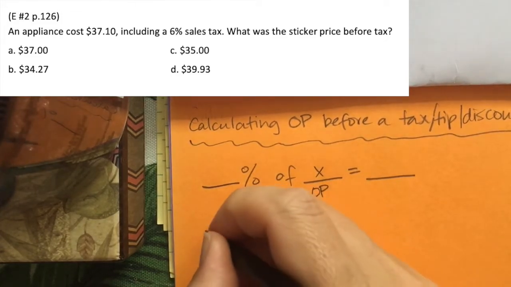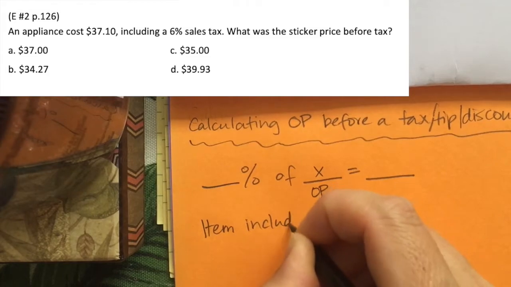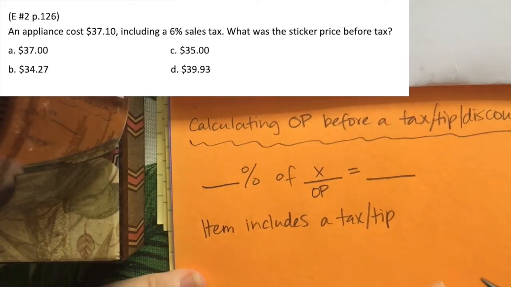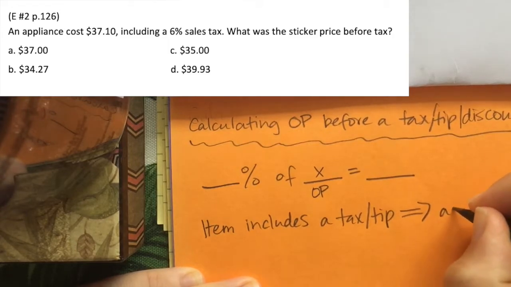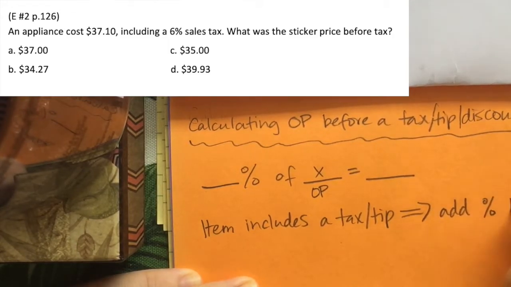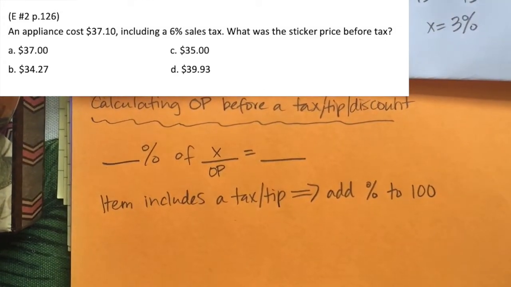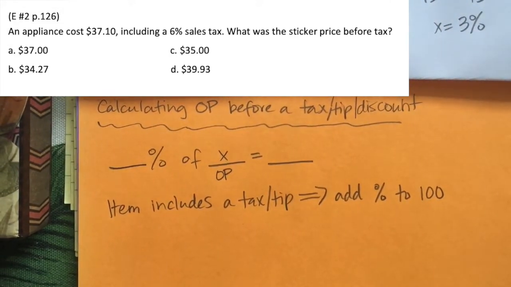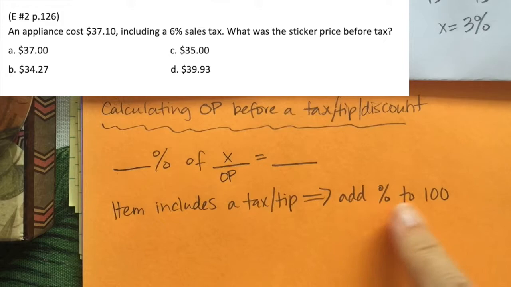Now, if it's telling you that an item includes a tax or a tip, something that is being added on top of the price, there's something very special that you do. You add that percentage to 100. And the reason that we do this is we're not just paying the original price, which is considered the 100% of the cost. We're paying more than that. We've added a tax or tip to that price, which is why we add the percent to 100.